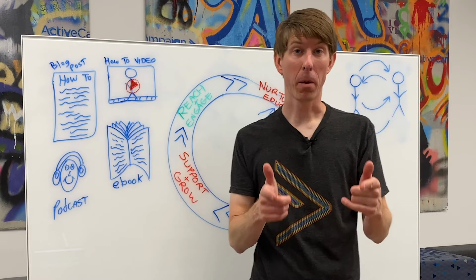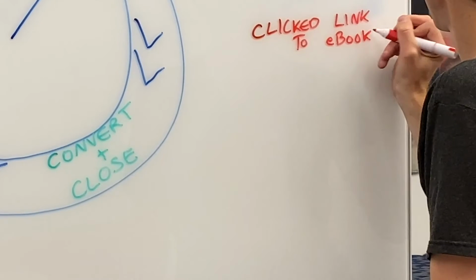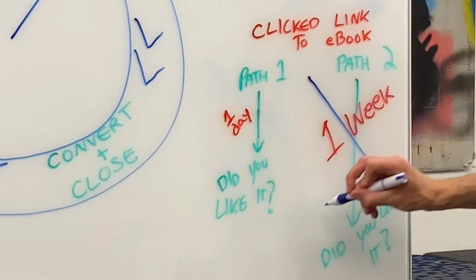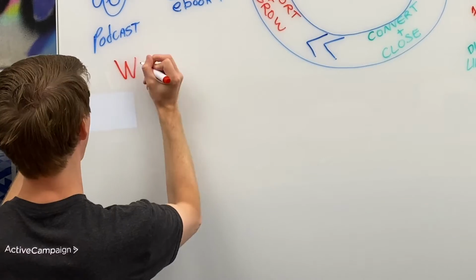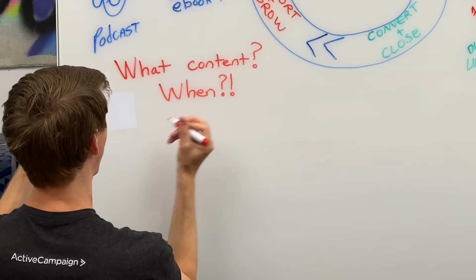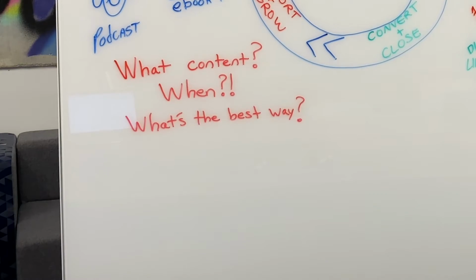You know that a person opened your email and clicked the link to an ebook. Should you wait a week to see if they liked it? Probably not. So, the core questions you want to answer are, what type of content does this individual want? When do they want it? And what's the best way to deliver it?